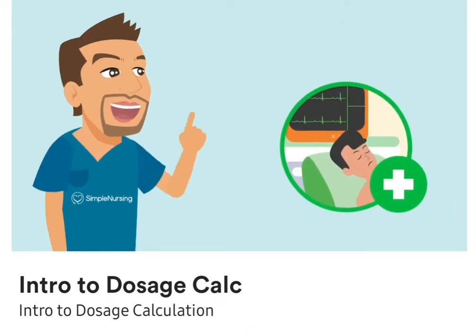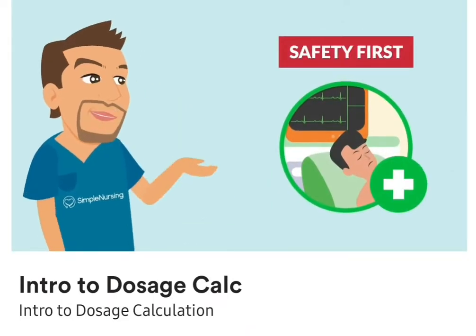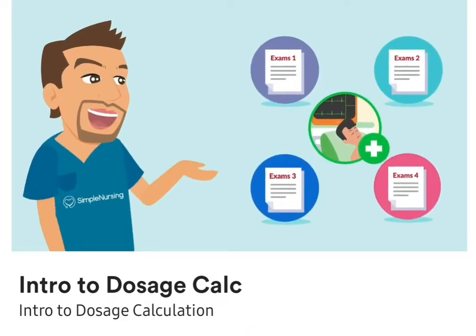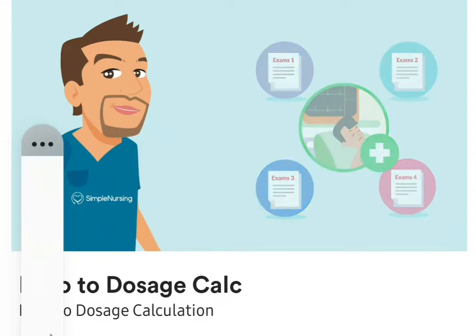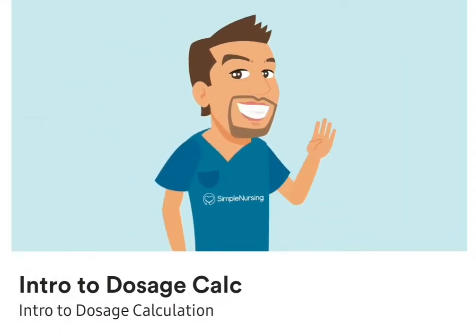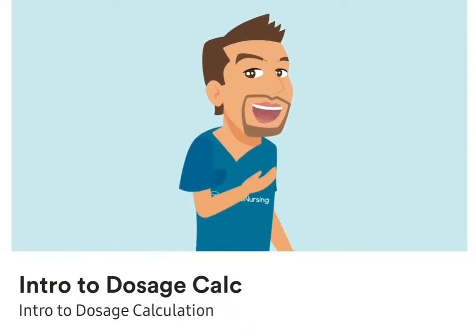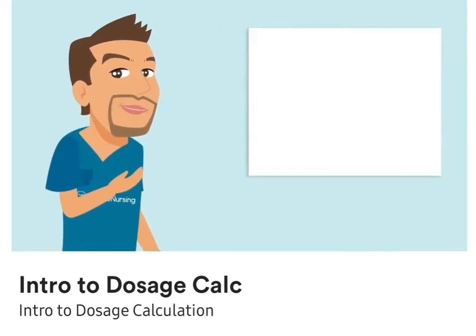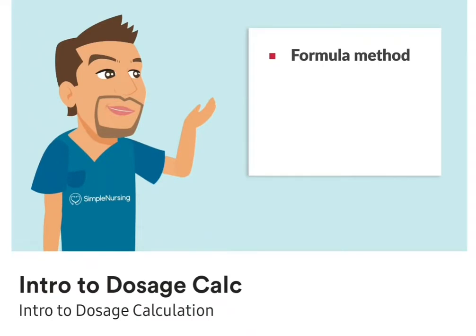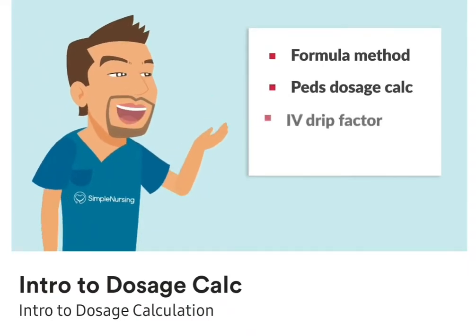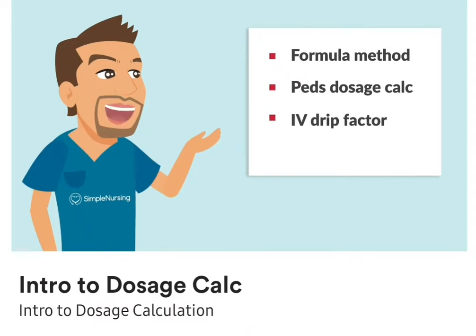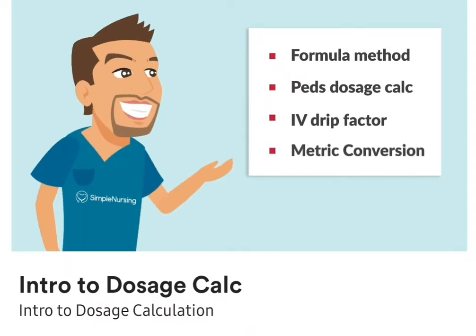So remember, safety is number one, and this is why nursing schools are required to have dosage calc exams each semester. This is done to ensure patient safety. Now, there are 4 types of medication math, or dosage calculations, that you need to know for nursing school exams. And they are dosage calc, or formula method, the pediatric dosage calc, which is primarily weight-based, IV drip factors, or drop factors, and then metric conversions.